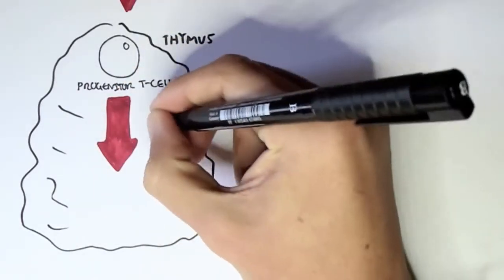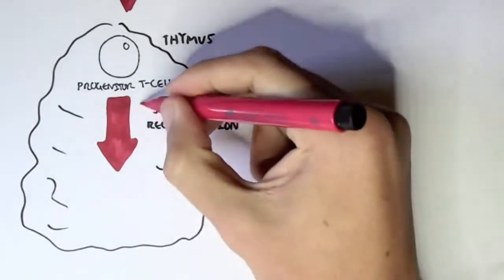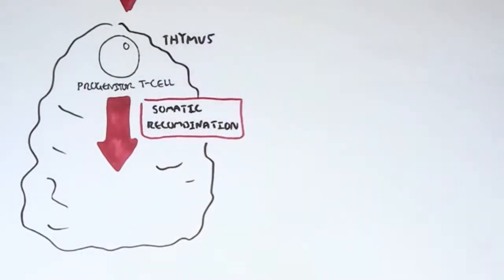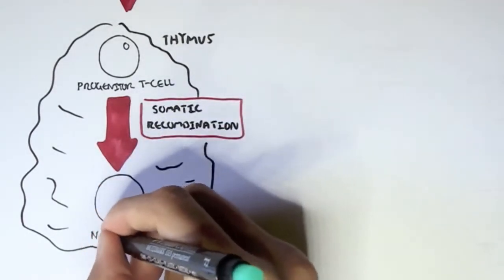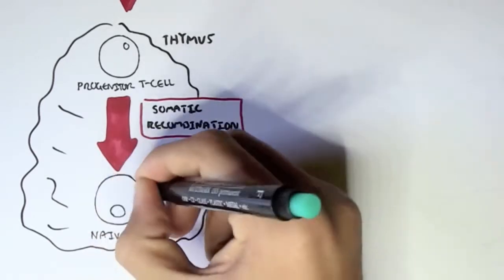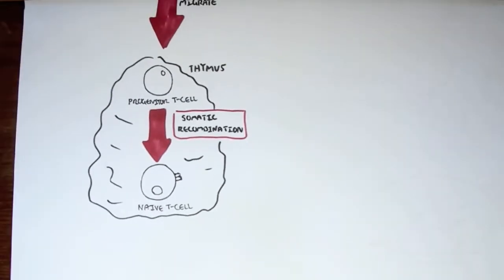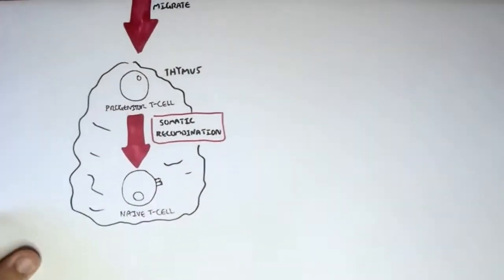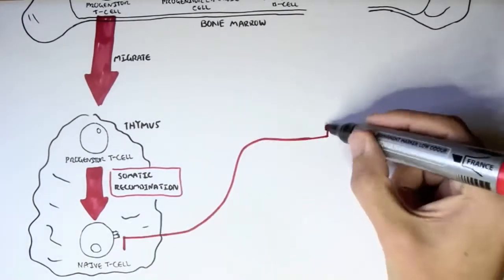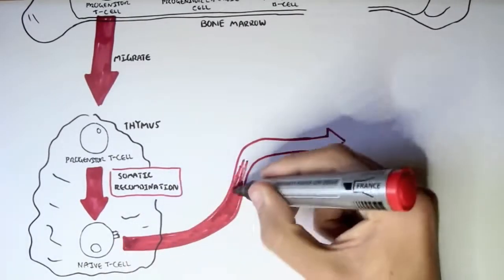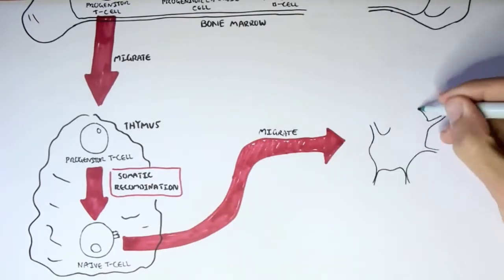And it becomes a naive T cell through a process called somatic recombination, or VDJ recombination, where it will obtain a unique T cell receptor which will bind to a specific antigen. And so this increases the diversity and specificity of the T cell receptors. Now, after the progenitor T cell has developed into the naive T cell through cytokines or whatnot, it will then migrate into the lymph nodes.